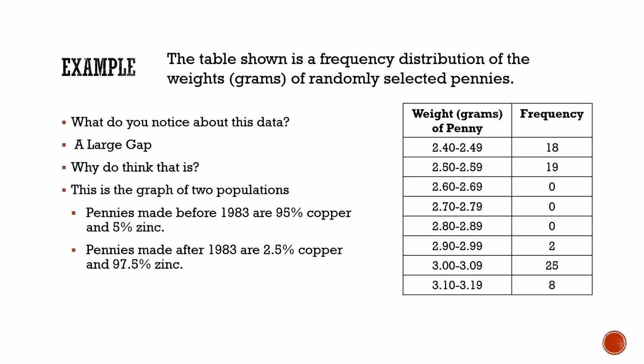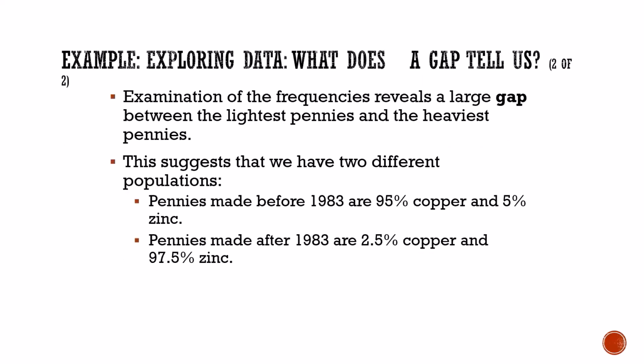But when you have some big gaps, you want to think: am I really looking at two different distributions that somehow have gotten fused together? Coin collecting definitely changes that. So gaps can suggest two populations.